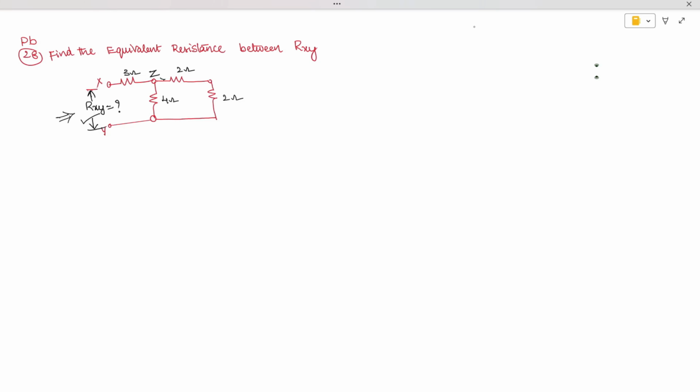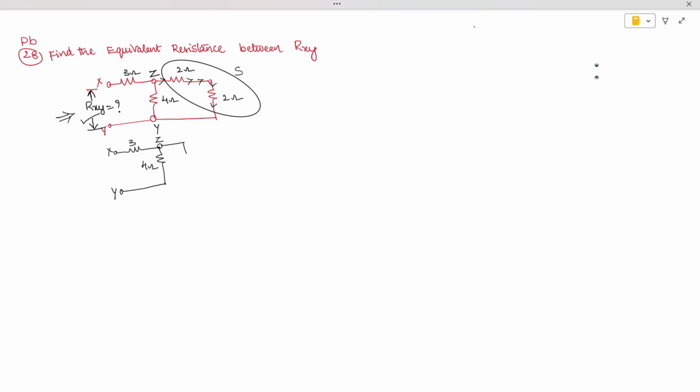Whenever you see here, the current flows across this 2 ohm and the same current will flow through the next one. I can say these two resistors are connected in series across the nodes Z and Y. Therefore, you are going to get one resistor of 3 and another resistor of 4, connected between the nodes X and Y. So this is a 4 ohm resistor connected between the nodes Z and Y.